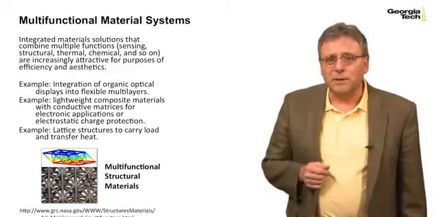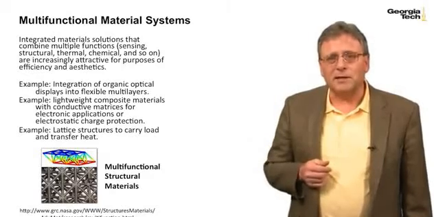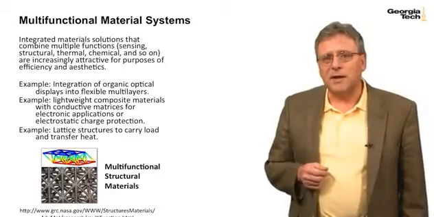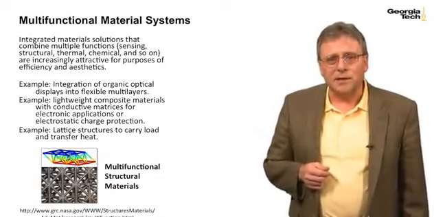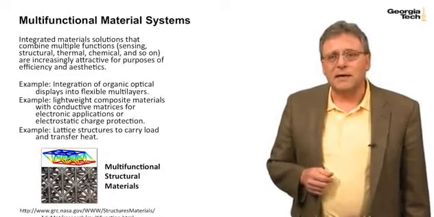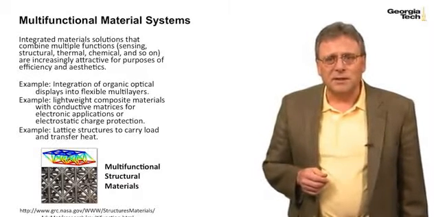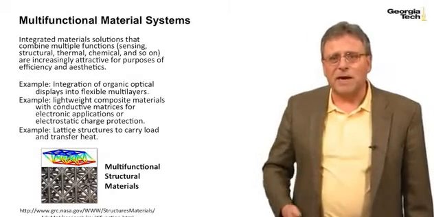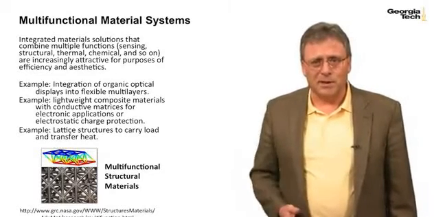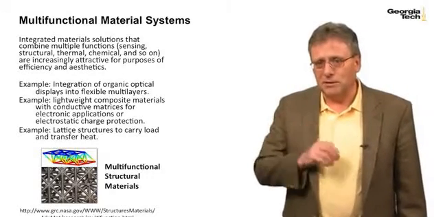Take, for example, organic displays. They have to be durable, mechanically durable. They have to be flexible, constructed from multi-layers. They have to have high-performance electronic capability. Lightweight composite materials need to be conductive. They need to have electrostatic charge protection. Biomaterials and biodevices have to have mimicking of biological function while having appropriate structural properties, durability, and transport capabilities. So rarely do we consider a material for a single design objective.